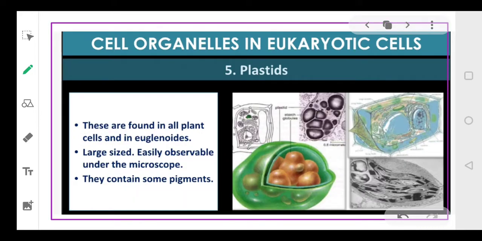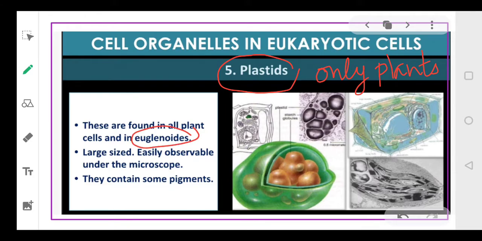The next organelle that we have is plastids. Have you heard this name, plastids? Yes, Ishika, right. Plastids are only present in plants. They are absent in animals. So plastids are cell organelles which are only present in plants, and they are also present in a few euglenoids.